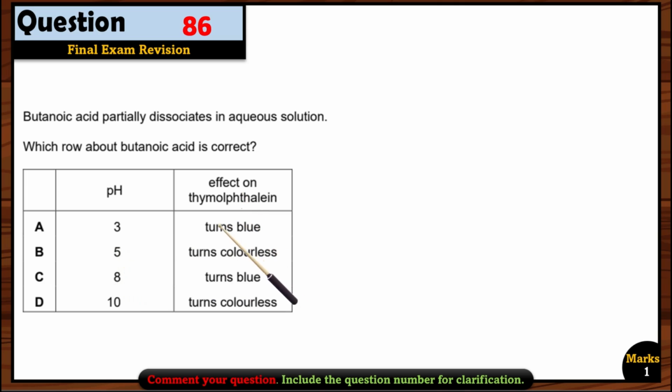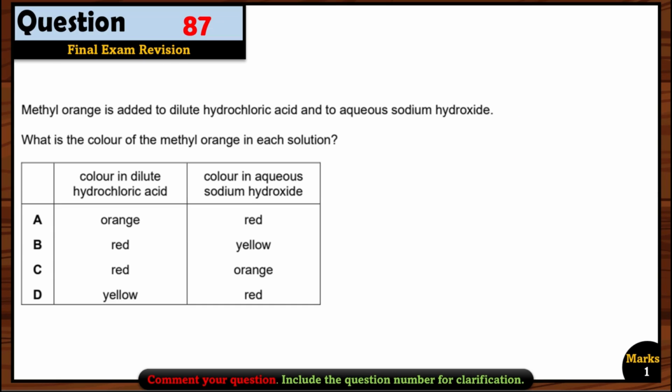Now let's see the effect on thymolphthalein. The effect of the acid on thymolphthalein will be that it turns colorless. Okay, not the blue one. Blue will be produced by the alkaline solution. So this is an acidic solution, right? Ethanoic acid aqueous solution will be acidic. So that's why turning colorless is the right option. So we can choose option B. That is correct.